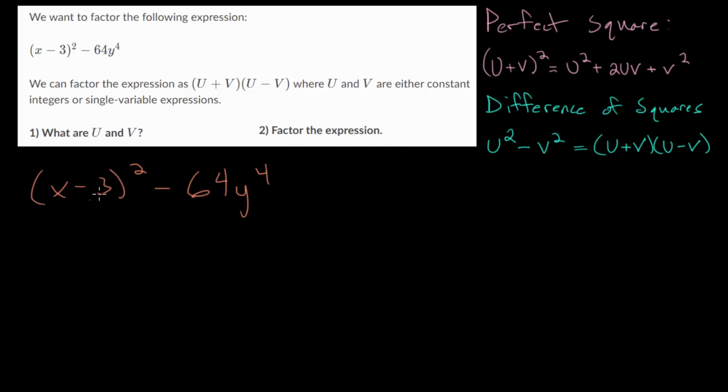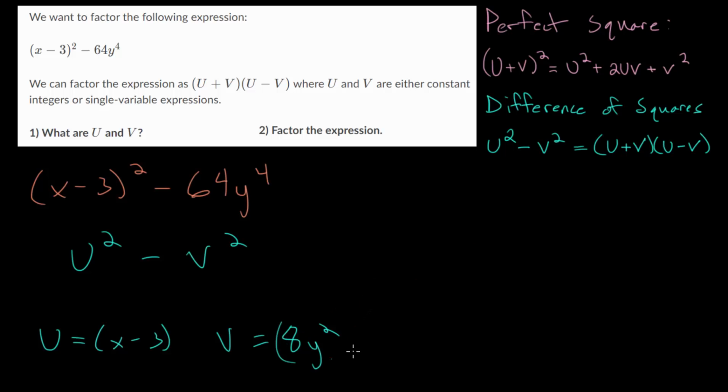So we can notice that we have (x − 3)². So our u value in our difference of squares formula is just x − 3. And for v, we're subtracting some other square, so we just need to find the square root of this number. Since we've already recognized that it is a square, the square root of 64 is just 8, and the square root of y⁴ is just y². Think about it: if you were to square this, you would get 8 times 8, which is 64, and y² times y² is 4 y's multiplied together, which is the same thing as y⁴. So let's now rewrite it using our formula.